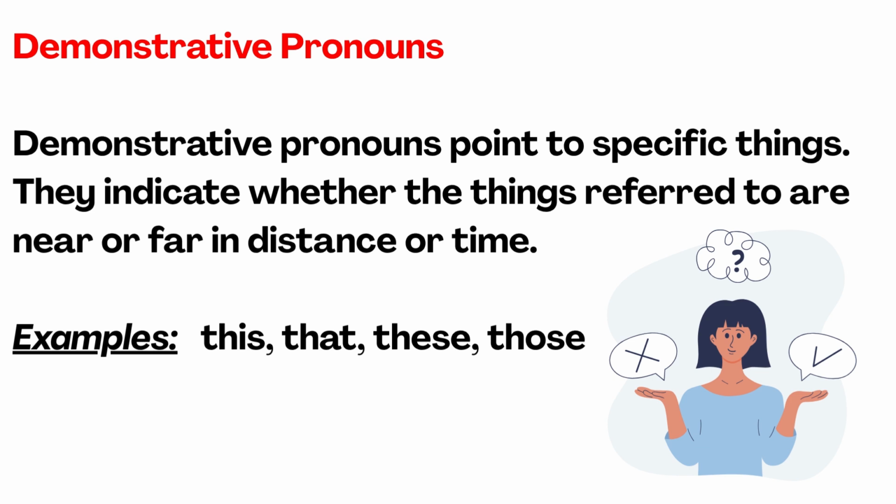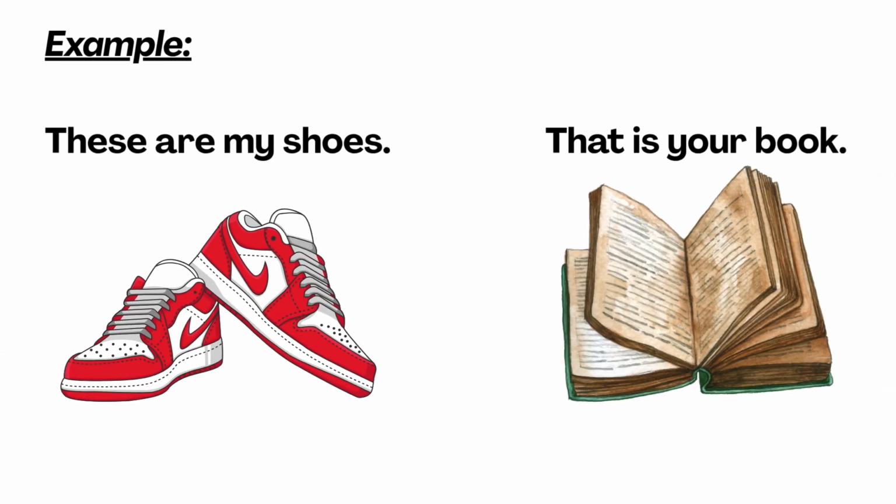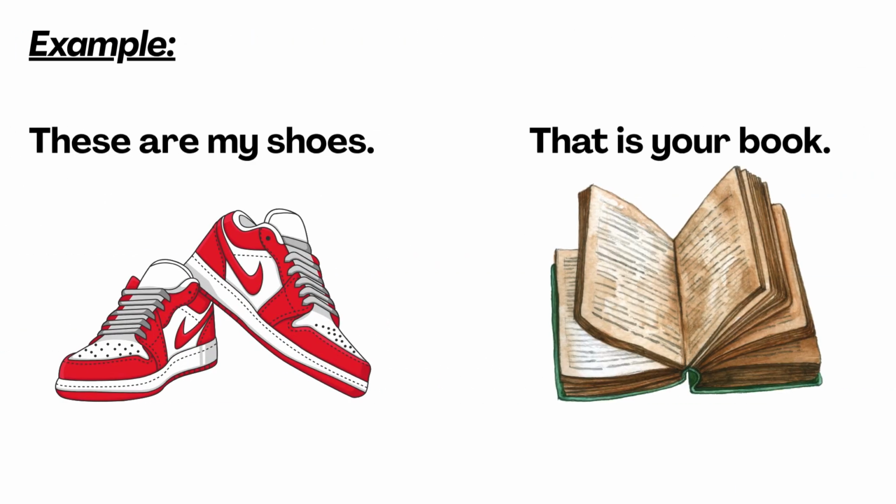Demonstrative pronouns. Demonstrative pronouns point to specific things. They indicate whether the things referred to are near or far in distance or time. Examples: this, that, these, those. Example: These are my shoes. That is your book.